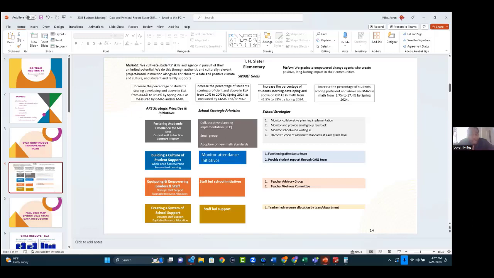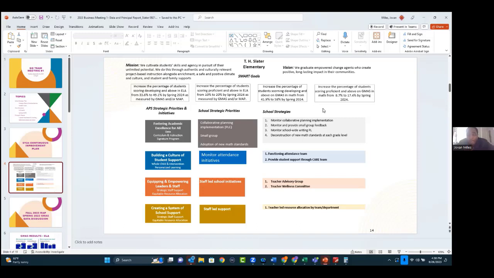So the first SMART goal is to increase the percentage of students scoring developing and above in ELA from 33.6% to 49.1% by spring 2024 as measured by Milestones and/or MAP. The second SMART goal is to increase the percentage of students scoring proficient and above in ELA from 10% to 20% by spring 2024 as measured by Milestones and/or MAP. Those are the ELA SMART goals.